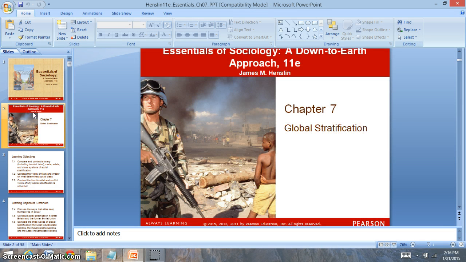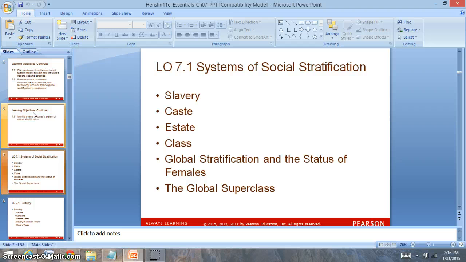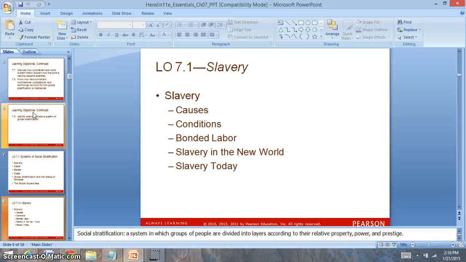Now, for this week, we're going to look at systems of social stratification. You have class, you have global stratification, you have genders, you have poverty, and it started with slavery. And slavery was the first type of stratification system that we focused on.